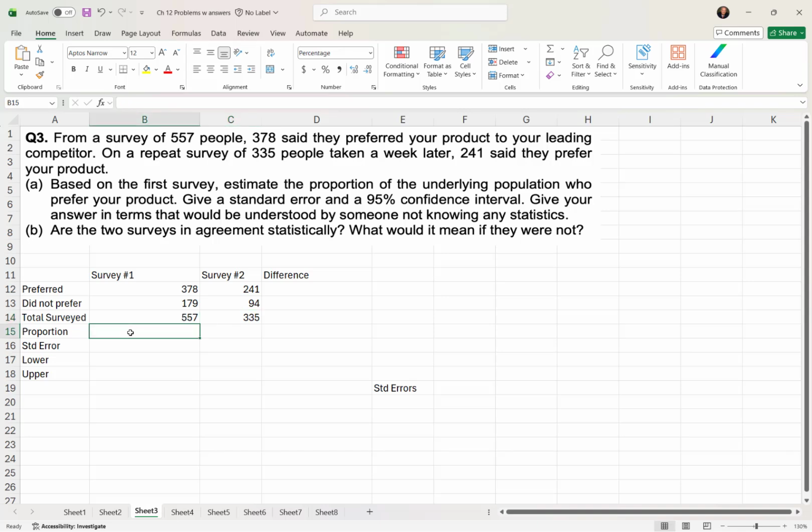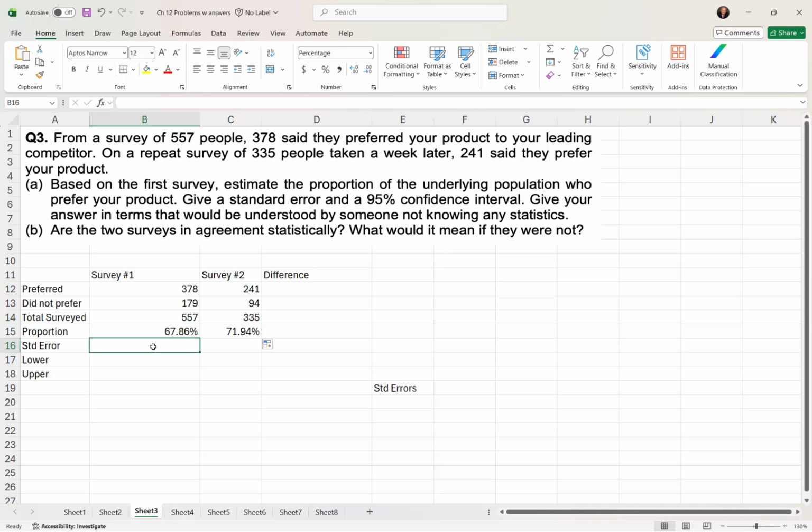All right, so we calculate proportions here: p hat is equal to preferred divided by total surveyed, and we get 67.86%. And we can copy that same formula over here because we arranged the data to be able to do that. So we go from 67% up to 71%. That looks like an improvement. All right, but we still need to calculate the standard error.